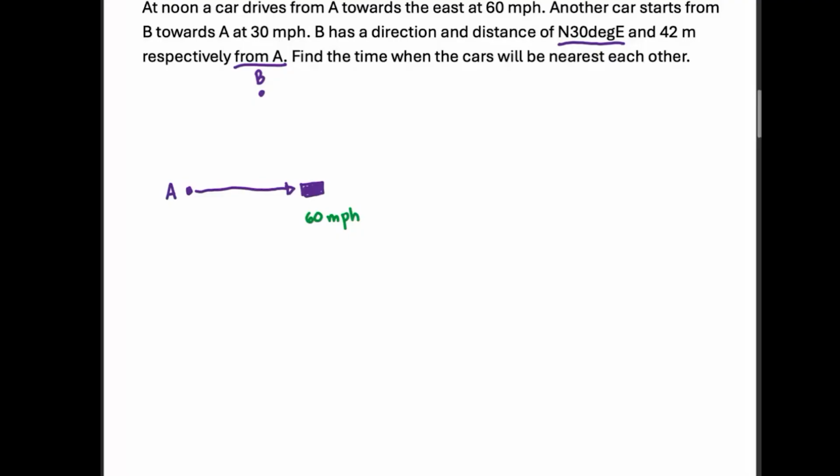So 30 degrees, that is measured from the vertical. So this is 30 degrees. So this is 60. The car is from B going to A at 30. And then the length, okay, the length from A to B is 42 meters.